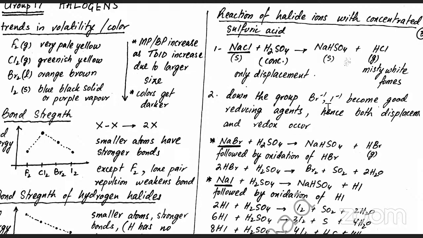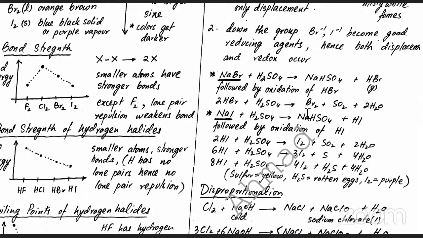But down the group, what happens? Br-1 and I-1 become really good reducing agents. They really like to lose electrons. When I-1 reacts with sulfuric acid, you do get a displacement, you get HI, but I-1 really likes to lose electrons. It turns into I2, and sulfur has to gain electrons. Sulfur gets reduced to either sulfur or H2S or all these other compounds.